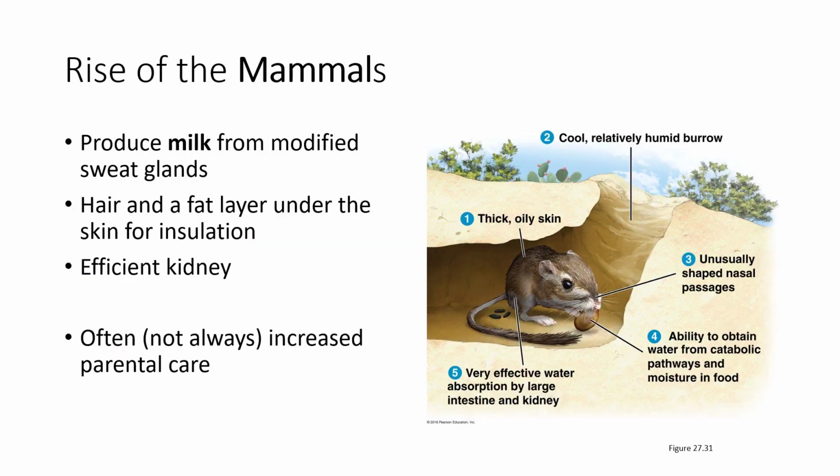What makes mammals so special? They produce milk from modified sweat glands. They are very efficient at retaining heat, which is useful with these endothermic organisms. They have hair and a fat layer underneath the skin, being two layers of insulation, and could thus survive the very cold times after the extinction. Mammals have a highly efficient kidney and are very good at retaining water, and often, but not always, they have increased parental care, thus ensuring the care of their offspring.